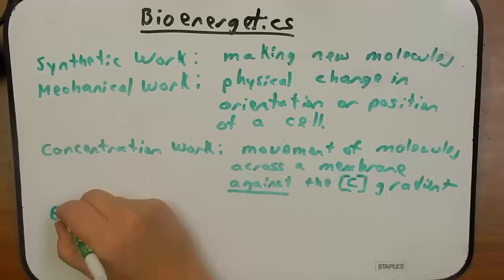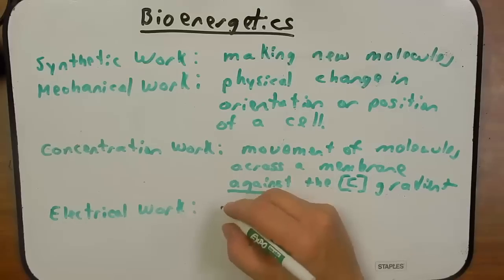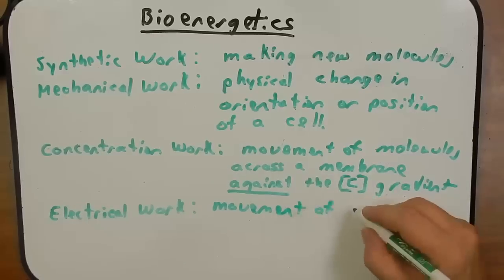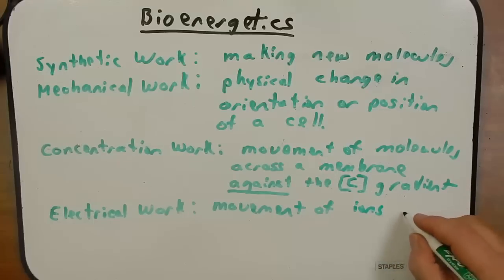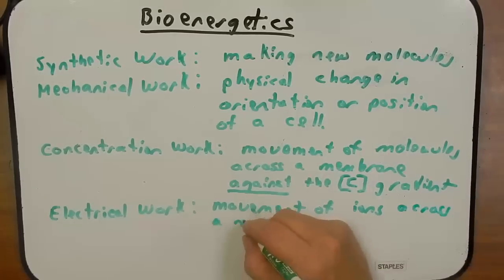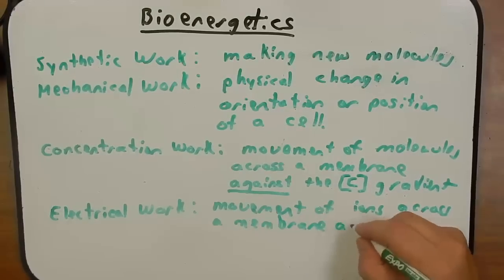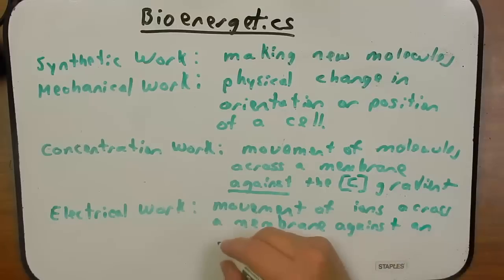We can also think of electrical work in the cell. And a great example of this is the movement of ions, so charged atoms, across a membrane against an electrochemical gradient.